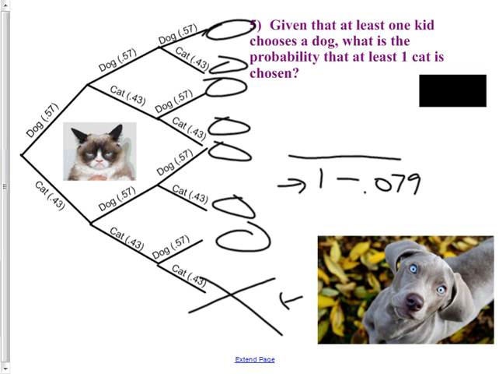Uh-oh, wait a minute. I may have read this wrong. Given that at least one kid chooses a dog. Okay, wait a minute. That means it can't be all cats, that's for sure. Okay, I did that right. What's the probability at least one cat is chosen? Okay, I haven't done anything wrong yet. Okay, now I'm reading this part. At least one cat is chosen. So ask yourself, in this spot, was at least one cat chosen? No, it's not one of the ones we pick. In this, was at least one cat chosen? Yeah, and I think you're going to find that all the other spots have at least one cat chosen, haven't they?